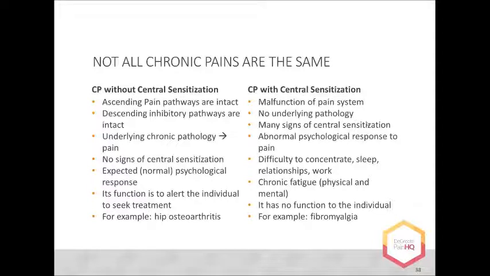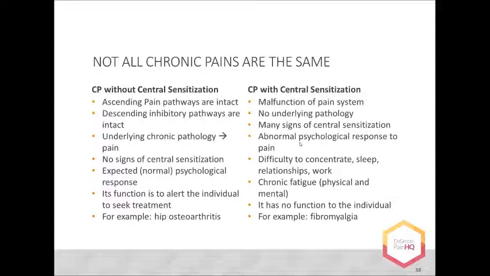There is no underlying pathology that we can find. You can do all kinds of exams and lab studies and MRIs and everything, and you don't find an underlying pathology. It's because it's the pain system that is broken. There are many signs of central sensitization. There is an abnormal psychological response because now the brain is not responding well.